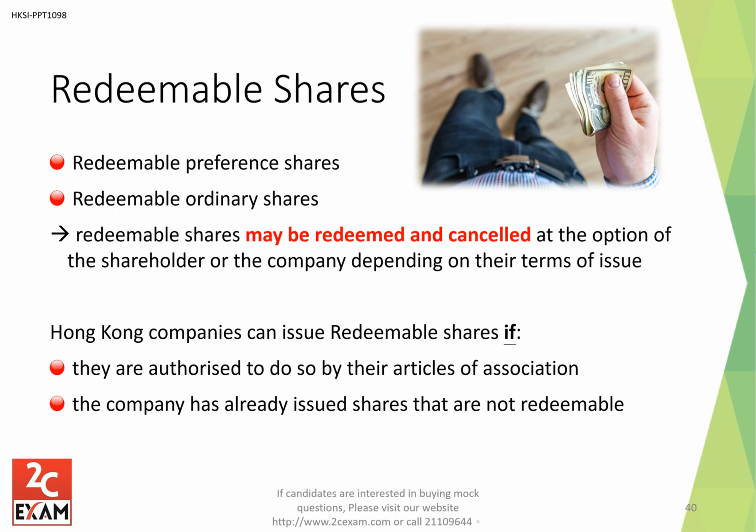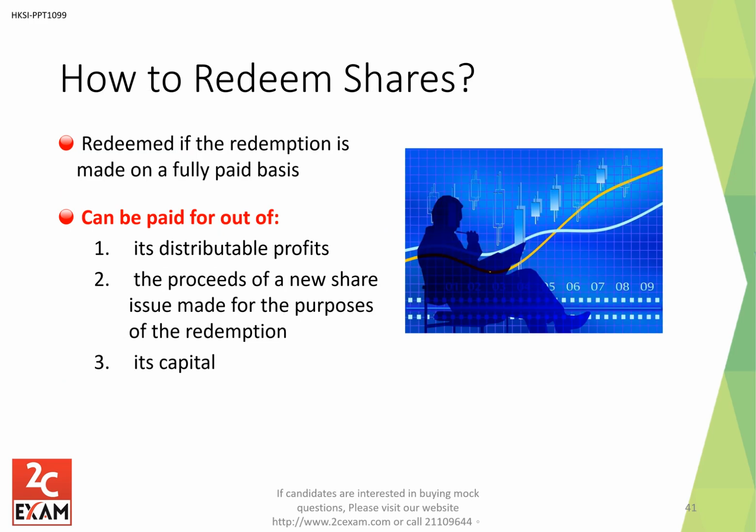What are the issuance conditions for redeemable shares? First, the company's articles of association must permit their issuance. Second, they can only be issued when there are non-redeemable shares among the company's issued shares. How can shares be redeemed? How can a company buy back these redeemable shares?